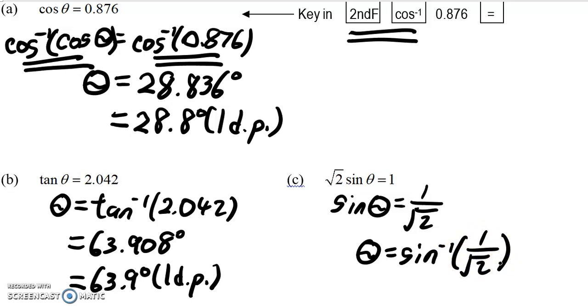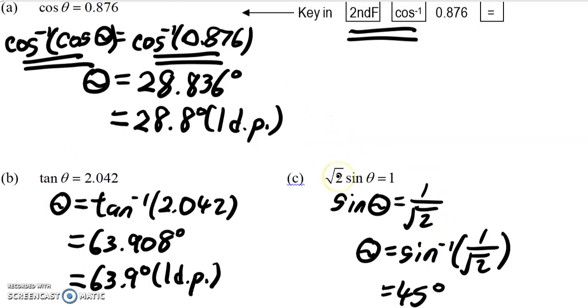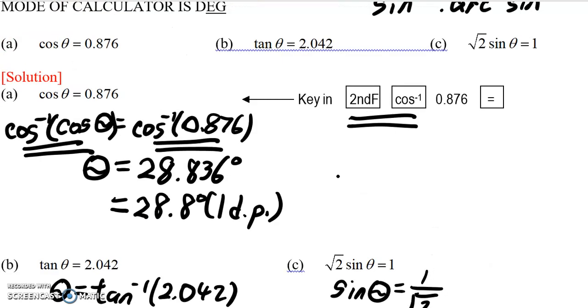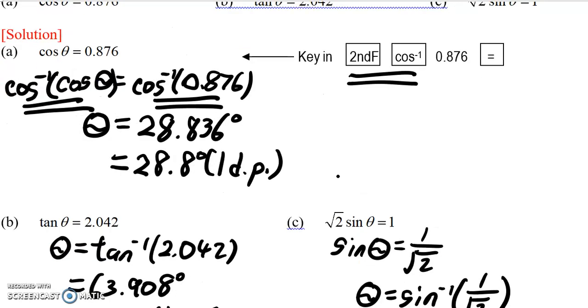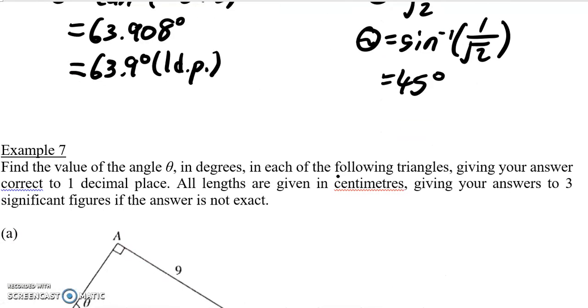Please be careful when you are keying in the calculator for this particular expression. So this surprisingly gives us 45 degrees. Okay, so I've shown you these 3 examples on how we can use our trigonometric ratios to find our angle theta. Now we proceed on to example 7 below.